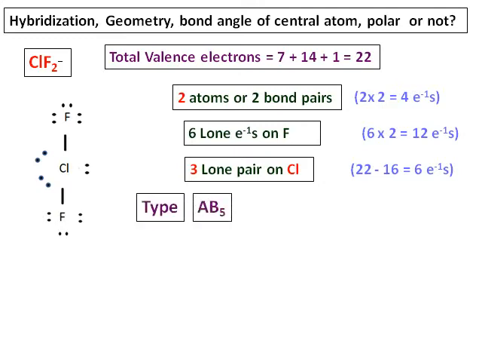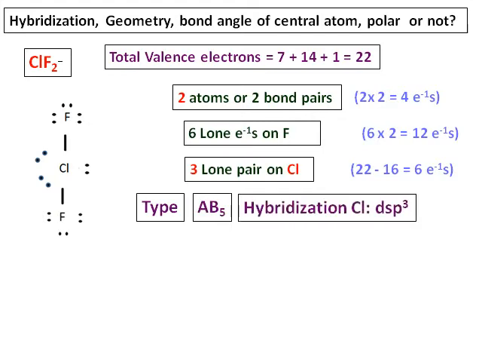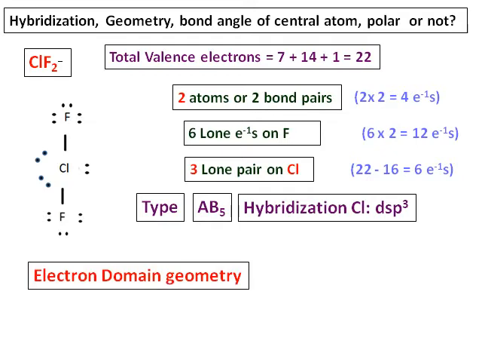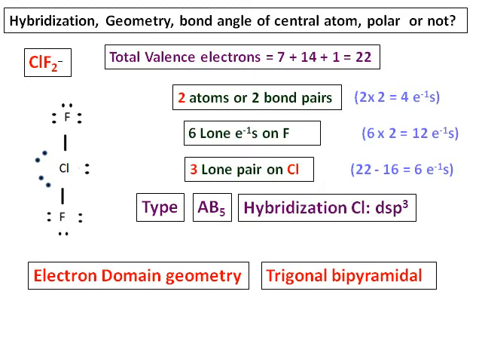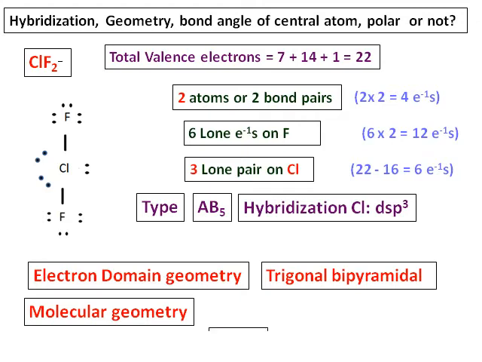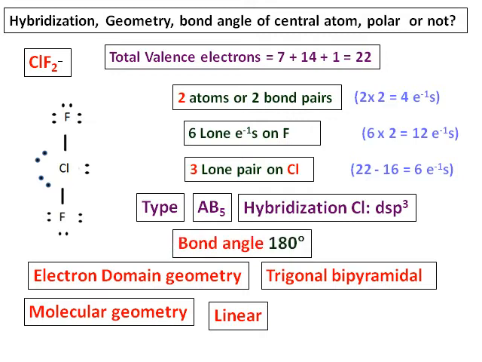Hence the type of this molecule is AB5, and then the hybridization of the central atom will be dsp3. So the electron domain geometry will be trigonal bipyramidal. The molecular geometry, because of the presence of 3 lone pairs, will be linear. And of course the molecule will be non-polar because the lone pairs will cancel each other, and then the fluorine bonds will also cancel each other. Hence the molecule is going to be non-polar with the bond angle equal to 180 degrees.